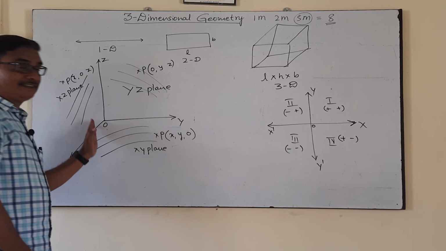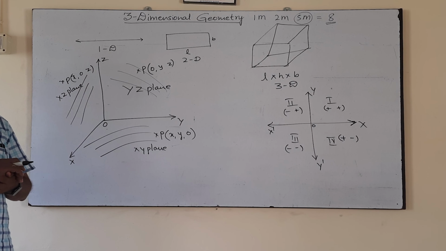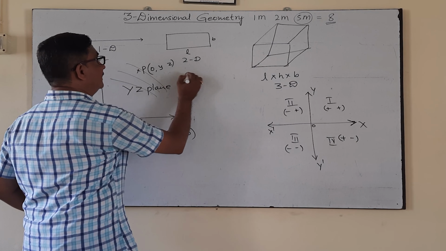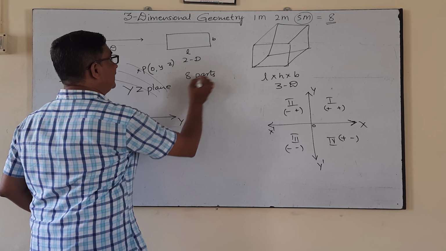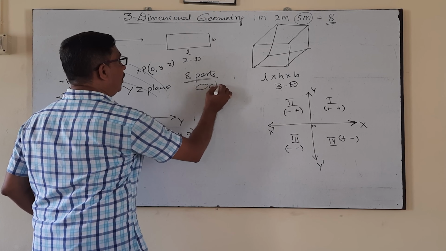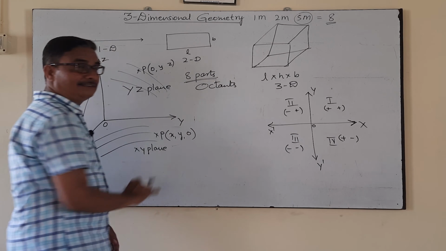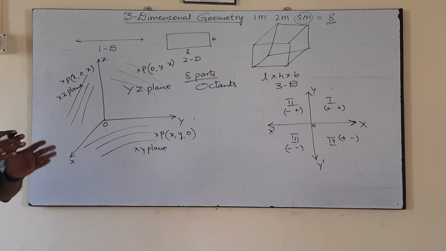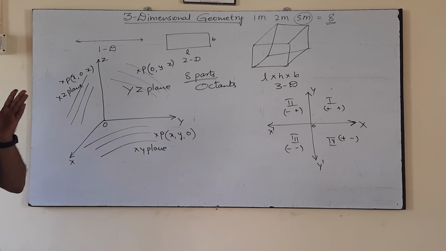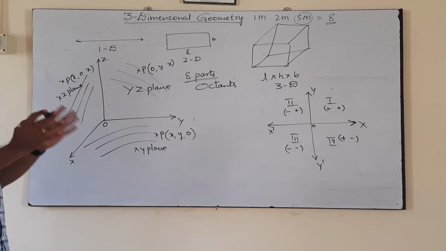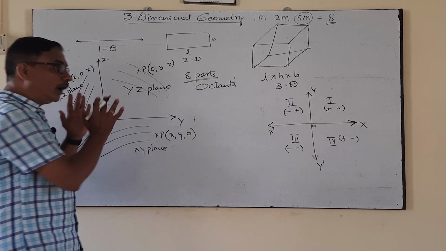Whereas 3 axes are divided into how many parts? 8 parts. Not 6 parts, that is 8 parts. That is known as octants. These 3 axes divided into 8 parts are known as octants. Now, how do we write the signs of the octants?